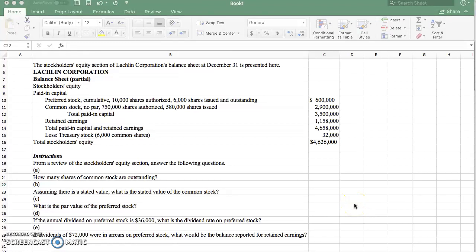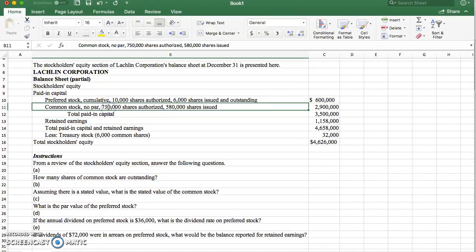Hello everyone, I'm going to be explaining exercise 4 in chapter 11. We're going to be analyzing the stockholders' equity section of Lachlan Corporation's balance sheet. So the first question it's asking us is how many shares of common stock are outstanding.